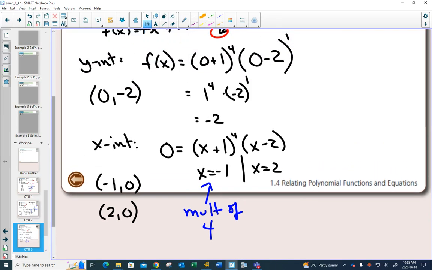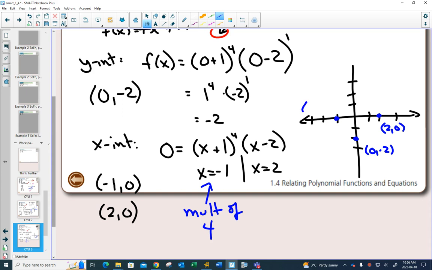And now we can use all of our x-intercepts and y-intercepts to draw this graph. I know that I have an x-intercept at negative 1, a y-intercept at negative 2, another x-intercept at 2. So again, I label these points, and I know that my end behavior starts down here and ends up here.